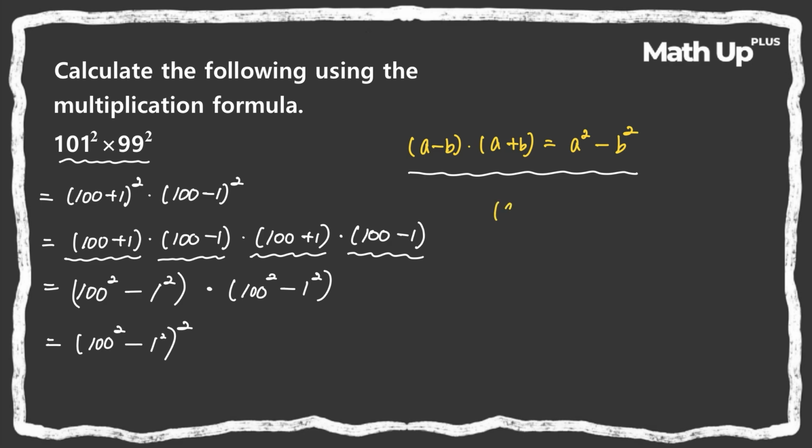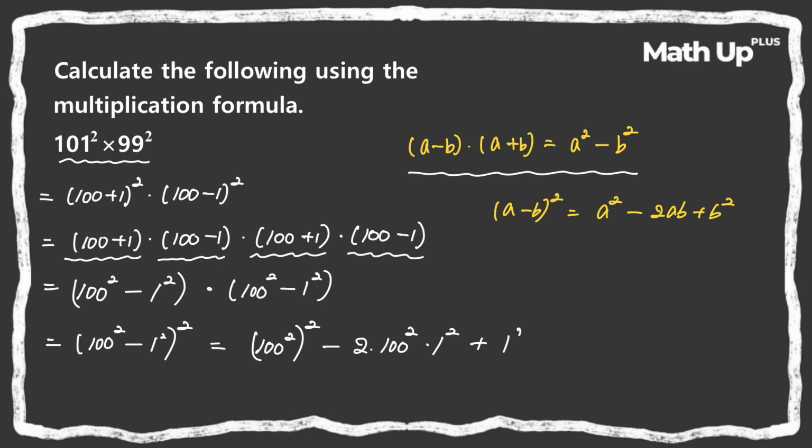We know that (a − b)² is equal to a² − 2ab + b², right? So this expression is equal to (100²)² − 2 times 100² times 1² + (1²)². So this is equal to 100 to the power of 4 minus, well, this is 10,000, right? So 20,000 plus, this is just 1.